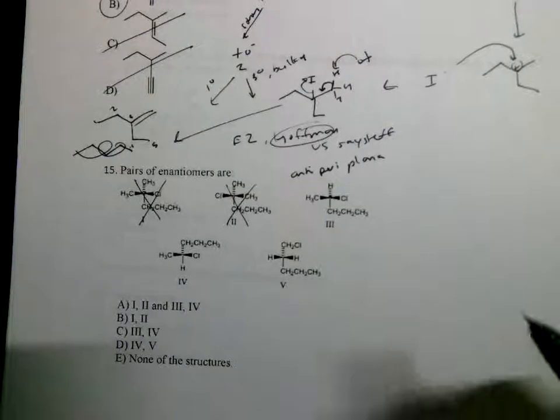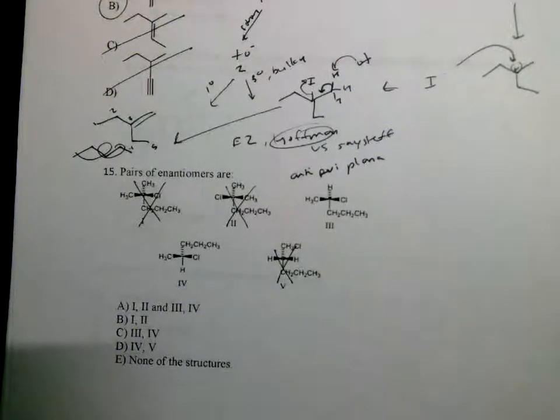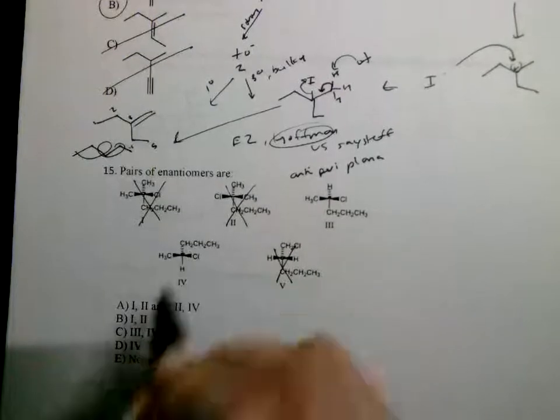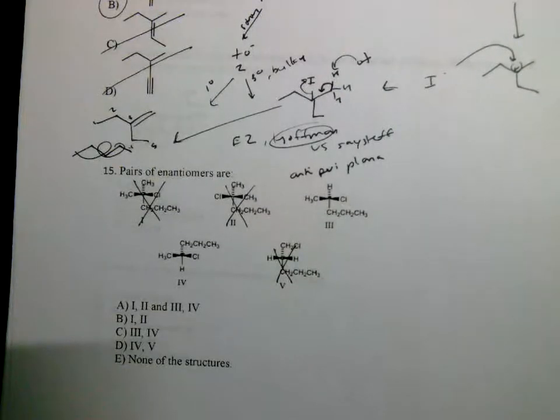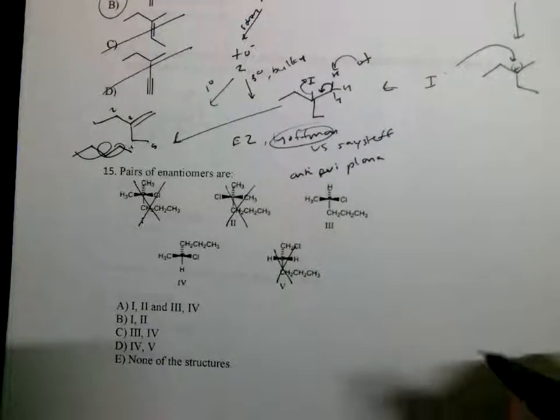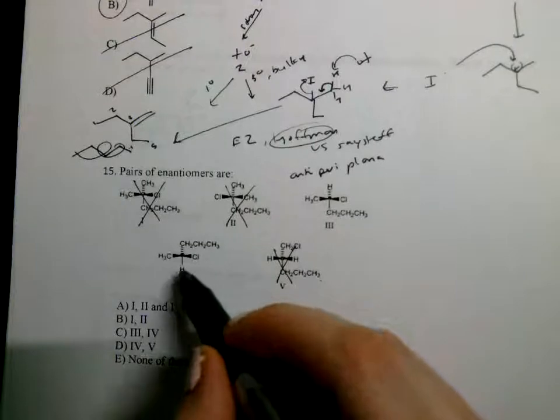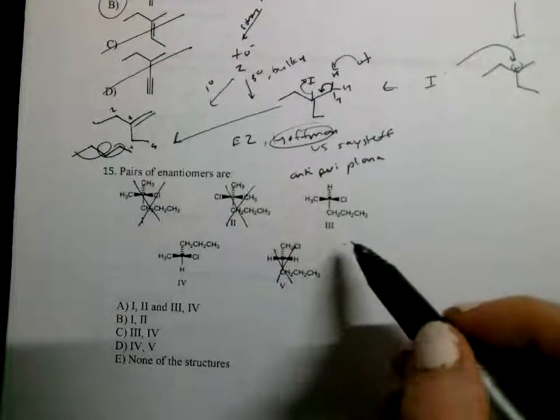This does have 4 different things attached to it. This does not have 4 different things attached to it. There's 2 hydrogens there. And this does have 4 different things attached to it. So right off the bat, the only possible answer is 3 and 4, which is C, or E, which is none of these structures. And so now we just have to compare 3 and 4 to see if those 2 are enantiomers.